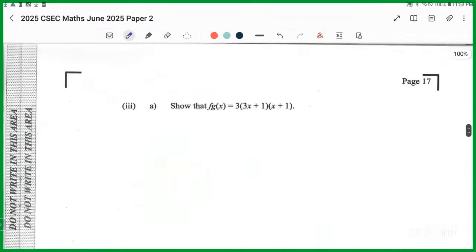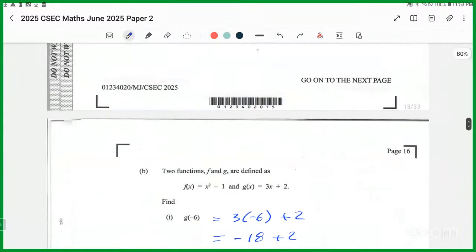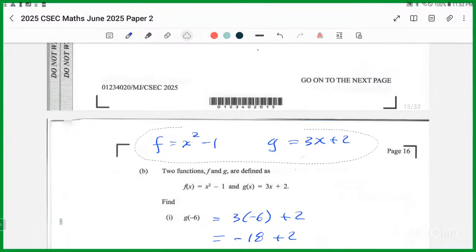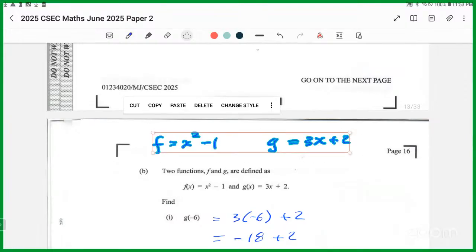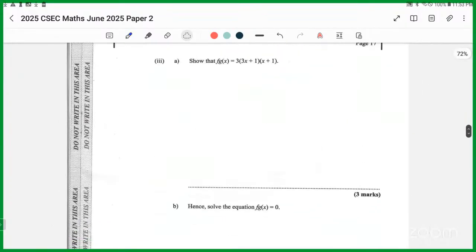Next part. It says, show that f of g is equal to this. So this is a show question, so the answer is on the paper. Let's write the two functions so we can have them in front of us. So f is equal to x squared minus 1 and g is equal to 3x plus 2. Let me just copy these down on the next page. We can show how this form comes from the functions.